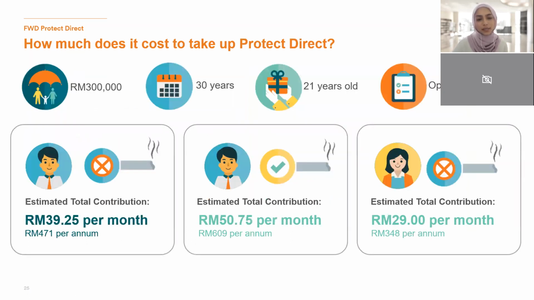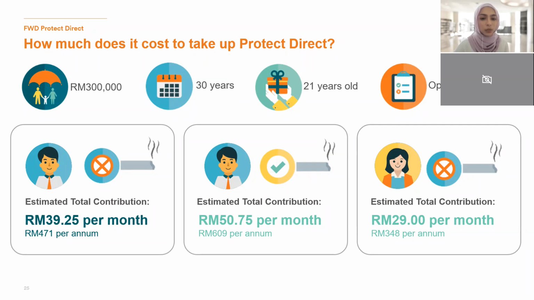Okay, so what is the estimated cost to take up Protect Direct? As I mentioned, it's as low as 11 ringgit and 17 cents a month. But let's say for example, you're taking 300,000 and you're taking it for the maximum number of years, 30 years. You're 21 years old and you're taking the single option.